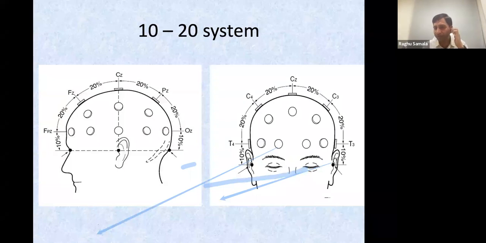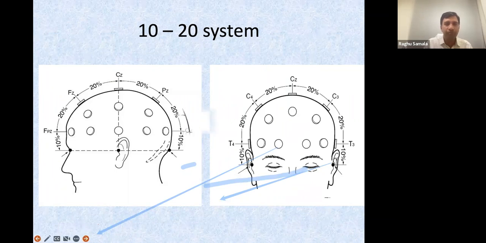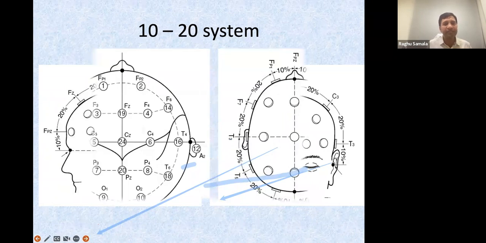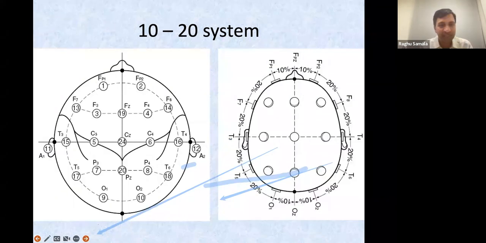From the preauricular point, you will measure the distance and take the first 10%, 20, 20, 20, 20, and 10. So in the 10-20 system, the distance between any two electrodes is constant. From the landmark, the first electrode is placed at 10% of the total distance, and the remaining ones are at 20%. And you can see that even numbers are on the right side, odd numbers are on the left side.